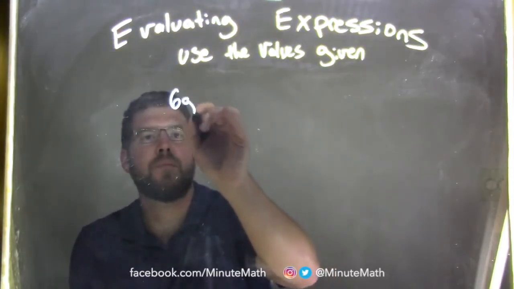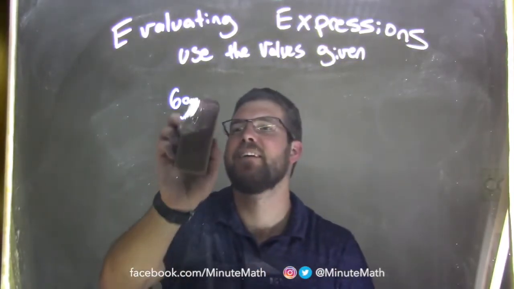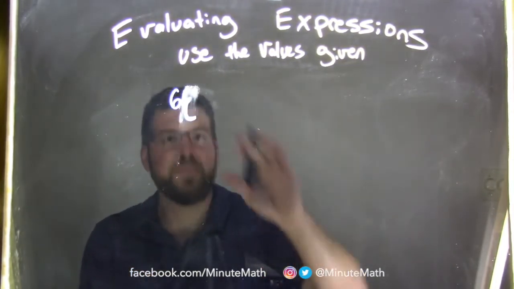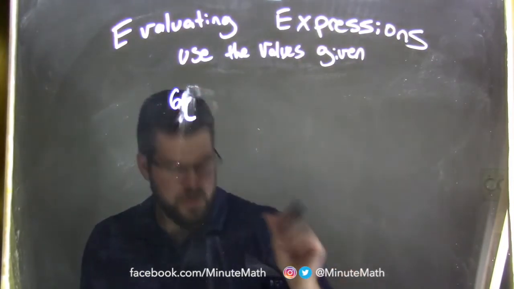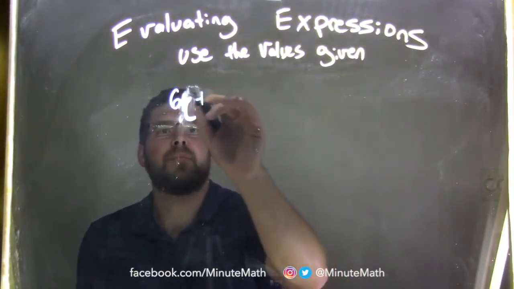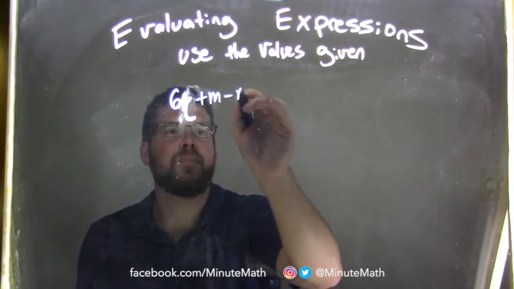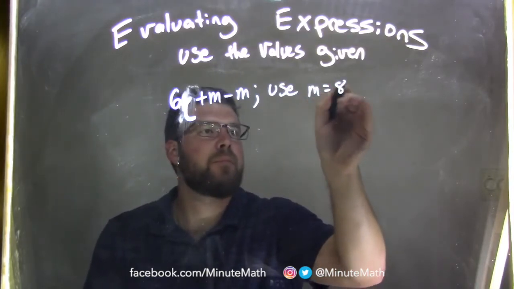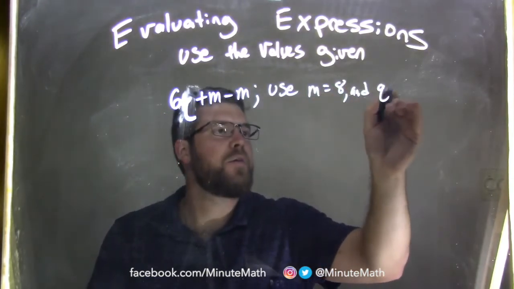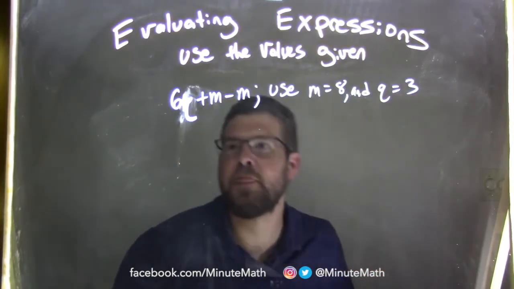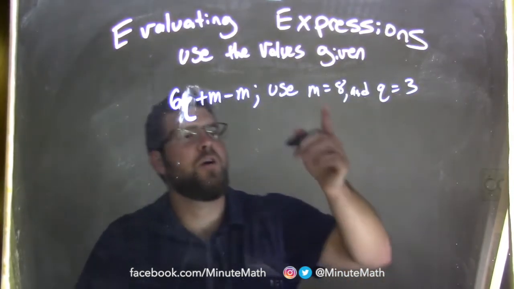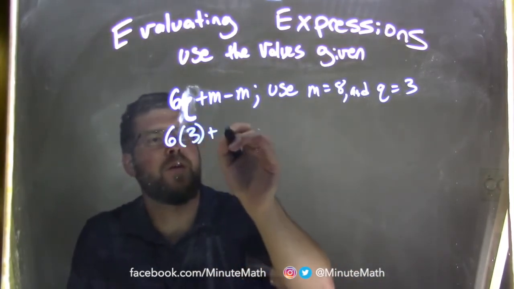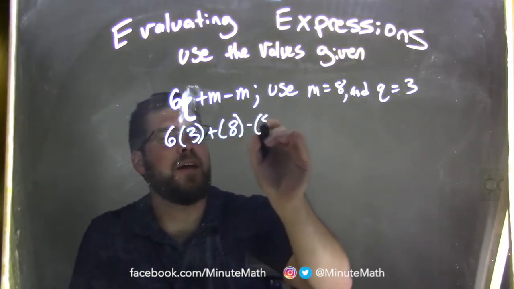6q, that's a G, whoopsie, Q, 6q, plus m minus m, and we want to use m equals 8 and q equals 3. That's what a q looks like. So we want to first substitute in our m's and our q's. Well, q first, 6 times q, which is 3, plus m, which is 8, parentheses, 8 in the n as well.